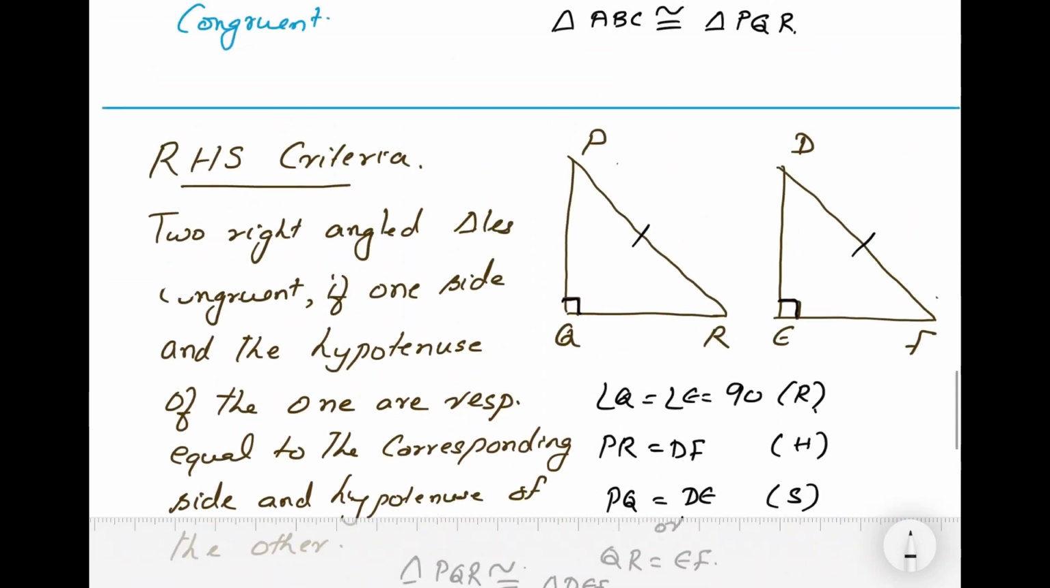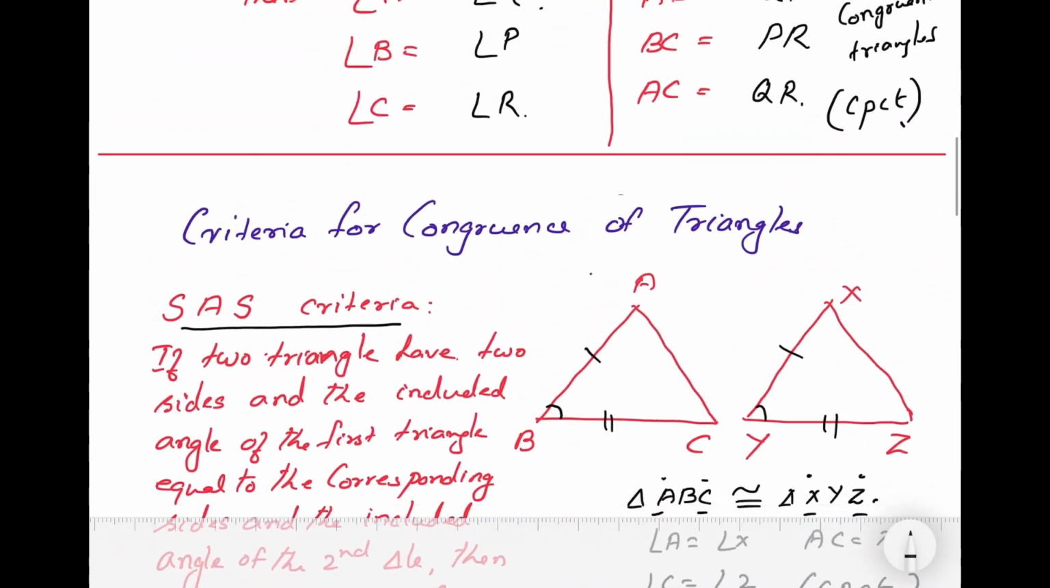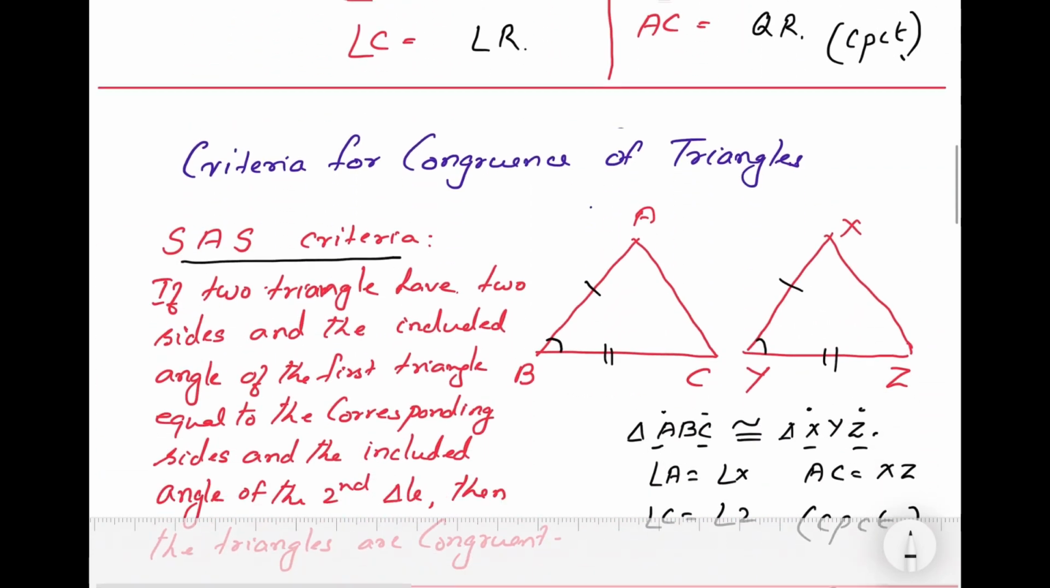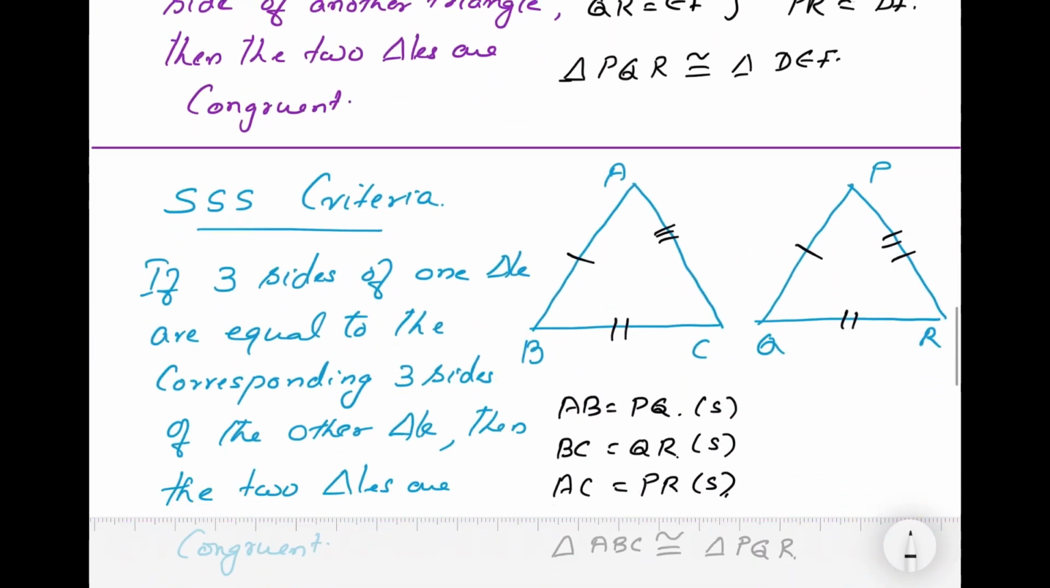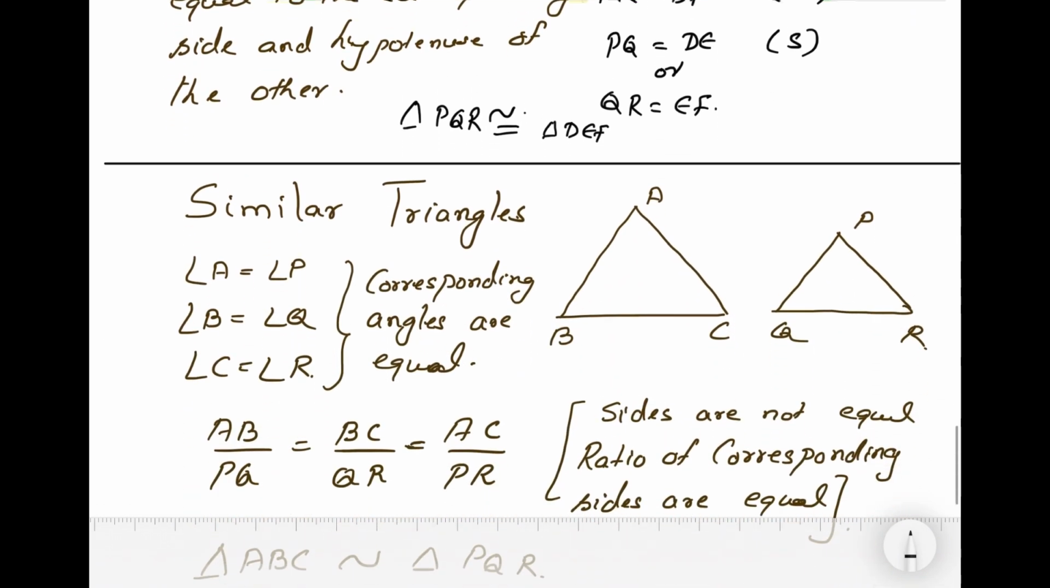So, that is all the criteria. We have the first one SAS, then we have ASA, then AAS, SSS, and the last one RHS.